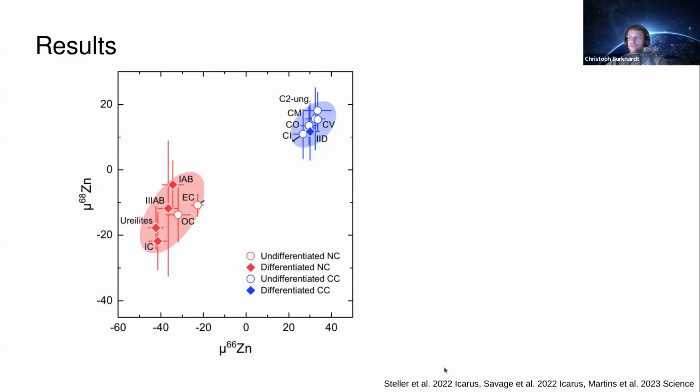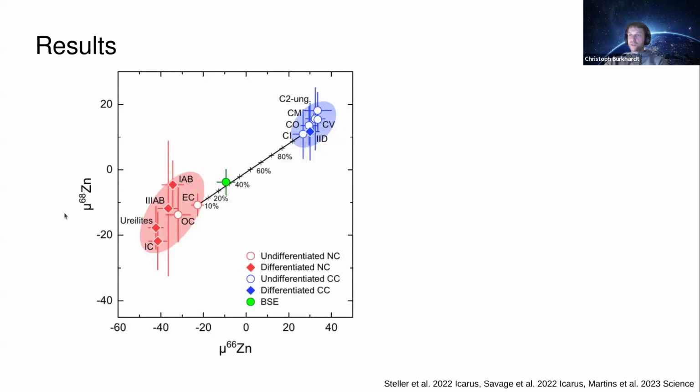And we are not the only ones doing this. There were also other groups at the same time investigating this and they found basically the same results. So there's a dichotomy in the moderately volatile element. There are NC bodies, differentiated and undifferentiated bodies with very different volatile content. But these anomalies define an NC field and a CC field. And now the question is, where is Earth? And Earth plots in between.